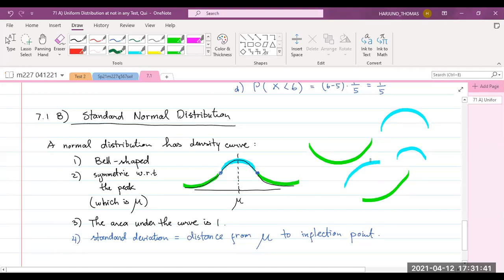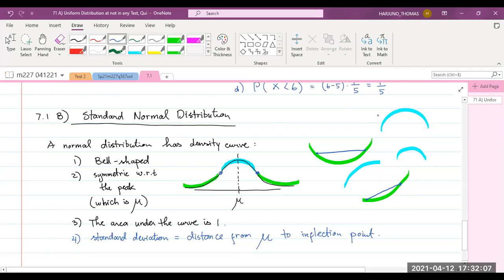This is concave down. A better definition is the following. This curve is concave up. If you pull a line between two points on that curve, then the line will be above the graph. Then that's concave up.